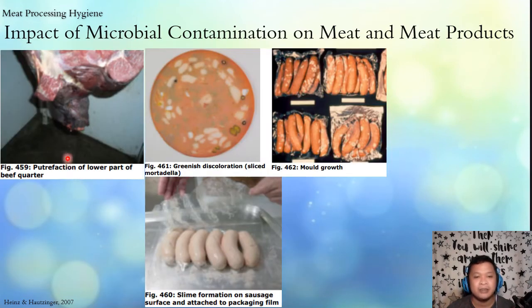So here are just some examples from Heinz and Kotzinger of what putrefaction looks like. This is, sabi natin, na greenish discoloration. In this case, kahit na processed meat na siya, yung mold growth. So, as we know, molds mas kaya nilang mag-grow under harsher conditions compared to bacteria. And of course, yung slime formation, baka hindi masyadong halata. Sure na ito.